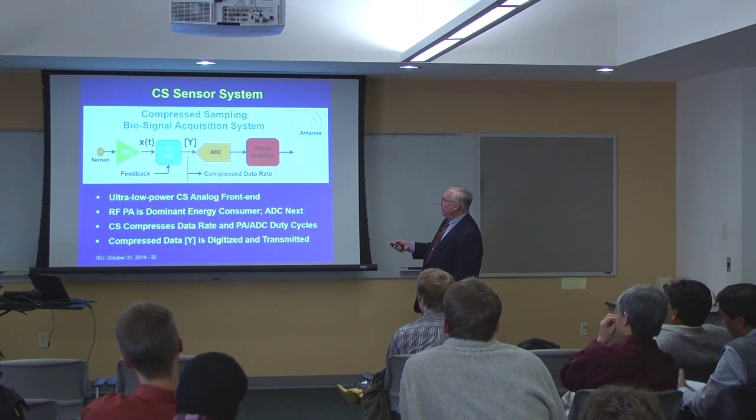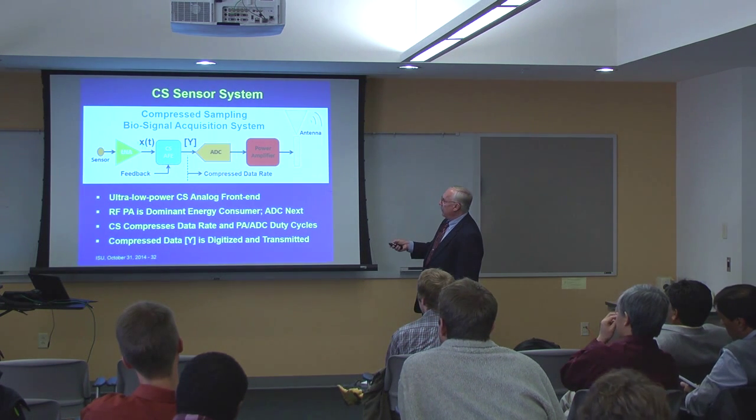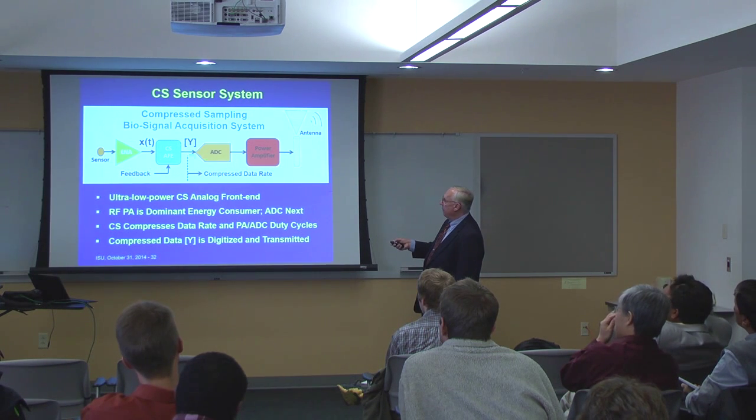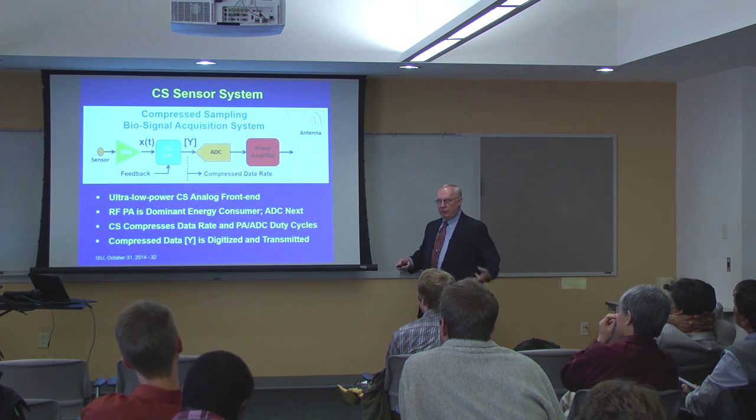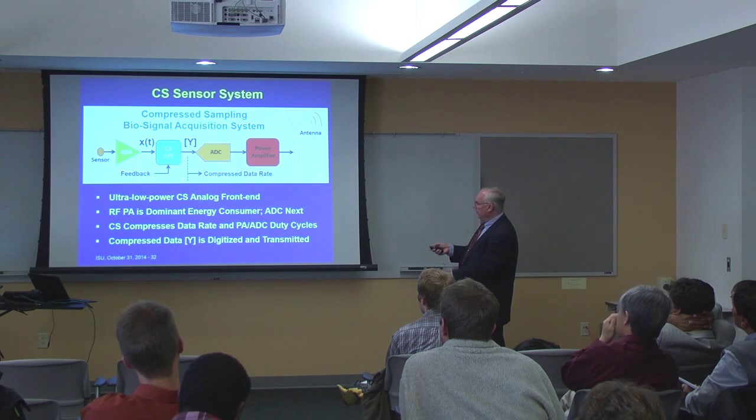So then you have your compressed sensing block here, which takes this time signal X and creates a compressed version Y. That is converted to digital. Then you have digital modulation into the PA, and it's broadcast down to your cell phone in your pocket. So that's the basic architecture, okay? Very simple.